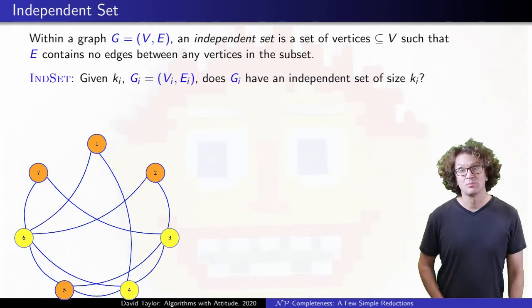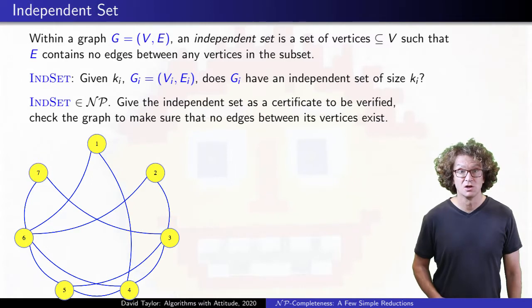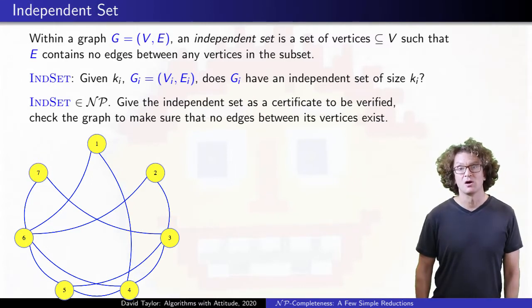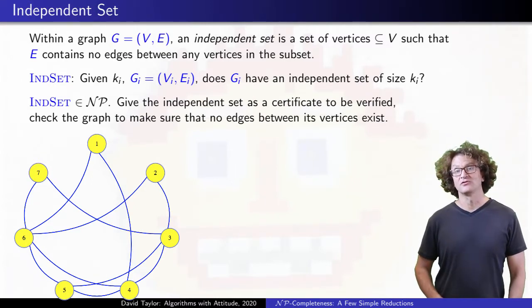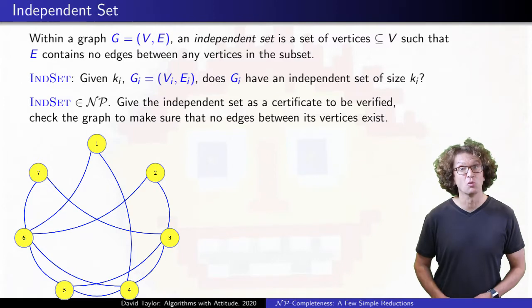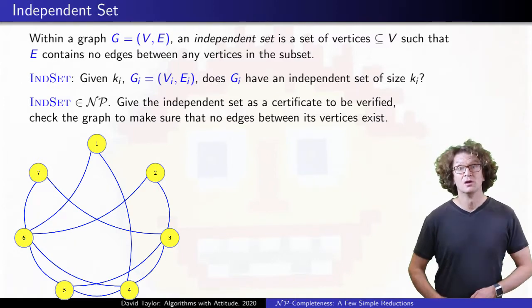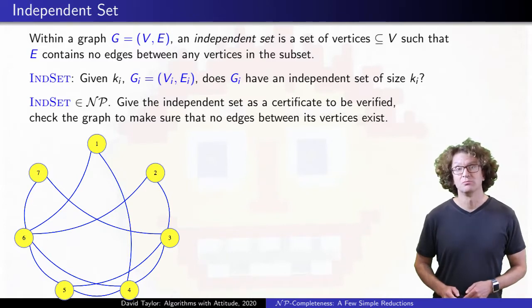The independent set problem is in NP. If we give the independent set of size k as a certificate, we can write a polynomial time algorithm to verify that the graph doesn't have any edges between any pair of vertices in that set. It's in NP, but we don't know how to solve it in polynomial time without a certificate, so we don't know if it's in P.